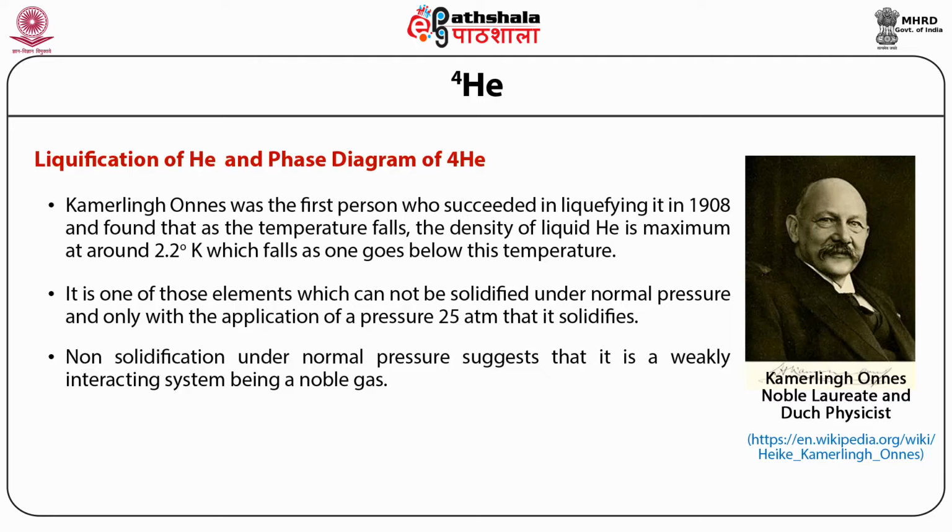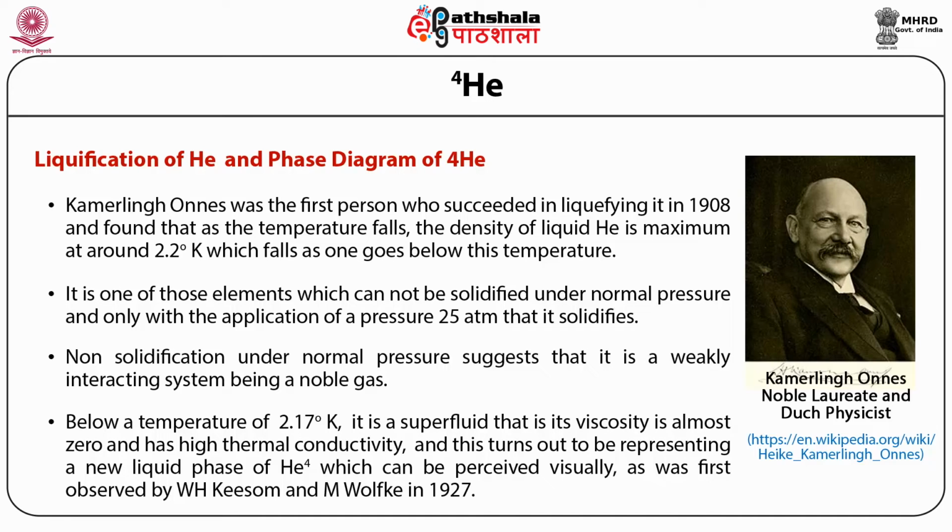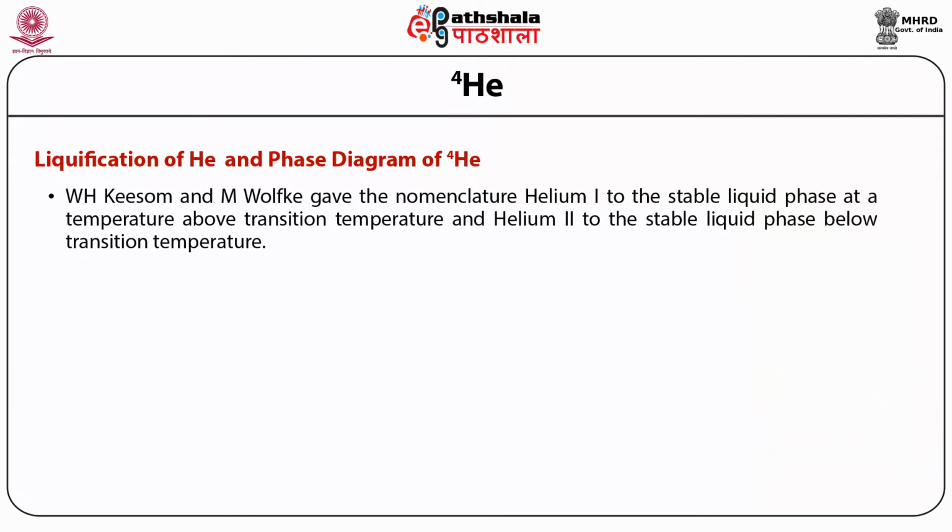Non-solidification under normal pressure suggests that it is a weakly interacting system, being a noble gas. Below a temperature of 2.17 degrees Kelvin, it is a superfluid, that is, its viscosity is almost zero and it has high thermal conductivity. And this turns out to be representing a new liquid phase of helium-4, which can be perceived visually as was first observed by W. H. Keesom and M. Wolfke in 1927. W. H. Keesom and M. Wolfke gave the nomenclature helium-1 to the stable liquid phase at a temperature above the transition temperature and helium-2 to the stable liquid phase below the transition temperature.